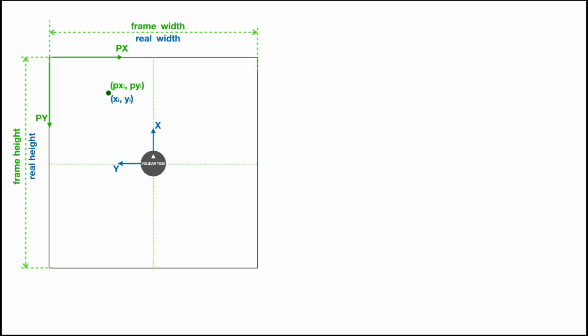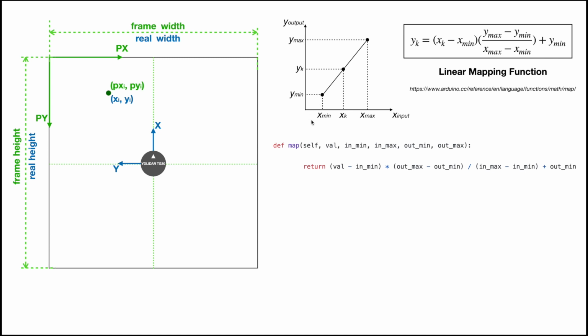We can start with a blank image with constant frame width and height, and we define how much this frame can represent in real width and real height in meters, so we limit what the robot can see. We just want to convert the X, Y in meters into PX, PY in pixels. We can use a linear mapping function if we know the min and max of input and output. So once there is new input coming, we can calculate the new output.